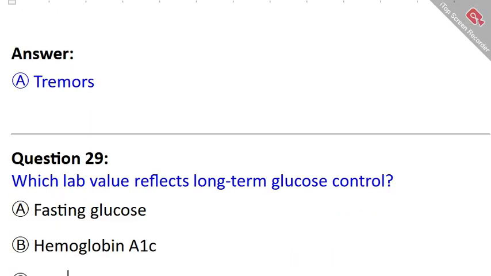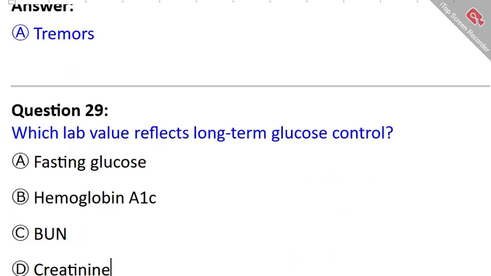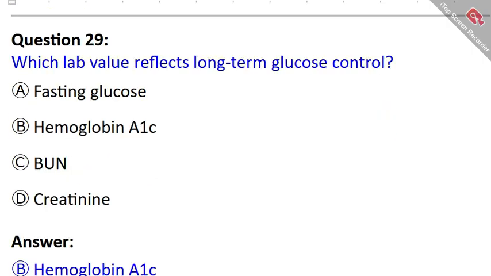Let's move to question number 29. Which lab value reflects long-term glucose control? Read the four options and then I will give you the correct answer. In this scenario, the correct answer is option B, HbA1c, which reflects the long-term glucose control.